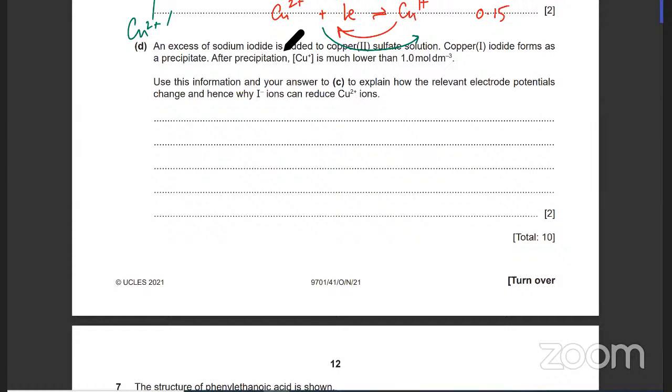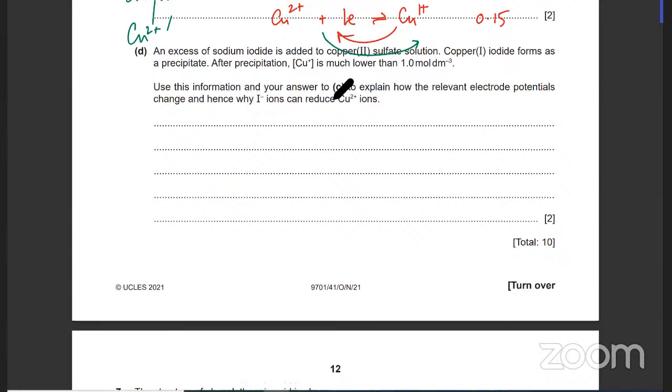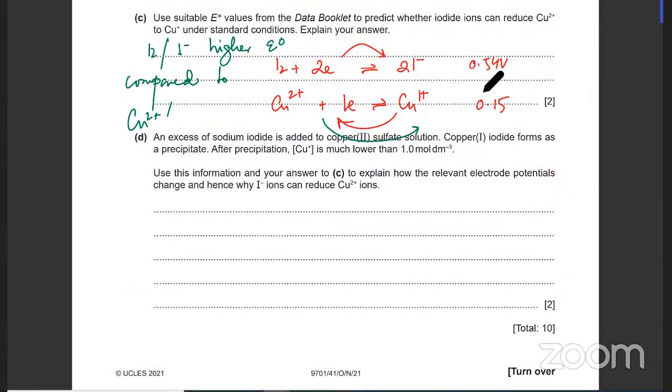Say an excess of sodium iodide is added to copper 2 sulfate. Copper 1 iodide forms as a precipitate. After precipitation, copper 1 ion concentration is much lower than 1 mole per dm cubed. Use this information to explain how the relevant electrode potentials change, and hence I minus can reduce copper 2 plus ion. So it's the same reaction. Right now, no reaction is happening, because you want this to be going in the forward direction. That's not going to happen.